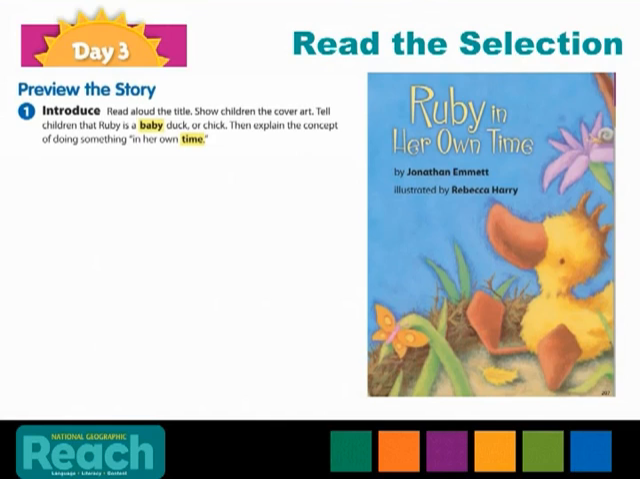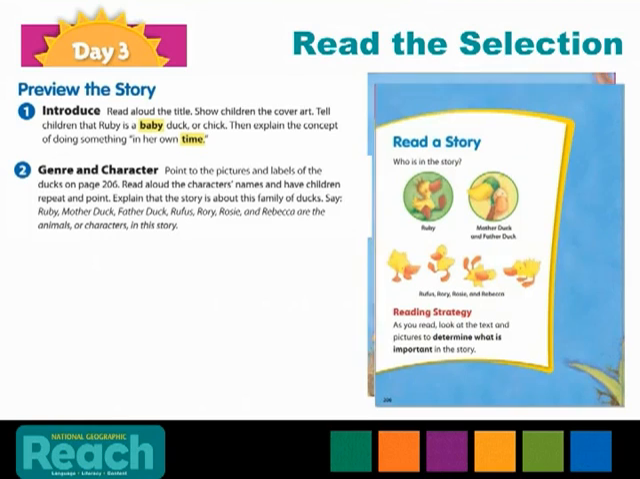Now it's time to begin reading the first selection, which always begins with a preview. Each preview will follow the same 3 steps. First, introduce the selection by sharing the title, Ruby in Her Own Time, and explain any concepts students may not understand. Then, introduce the students to the genre of the selection and one of the aspects of that genre. For example, here students are working with a story, so they need to know something about the elements of a story, including characters. This information is always presented to the students in their student books, and an example is provided.